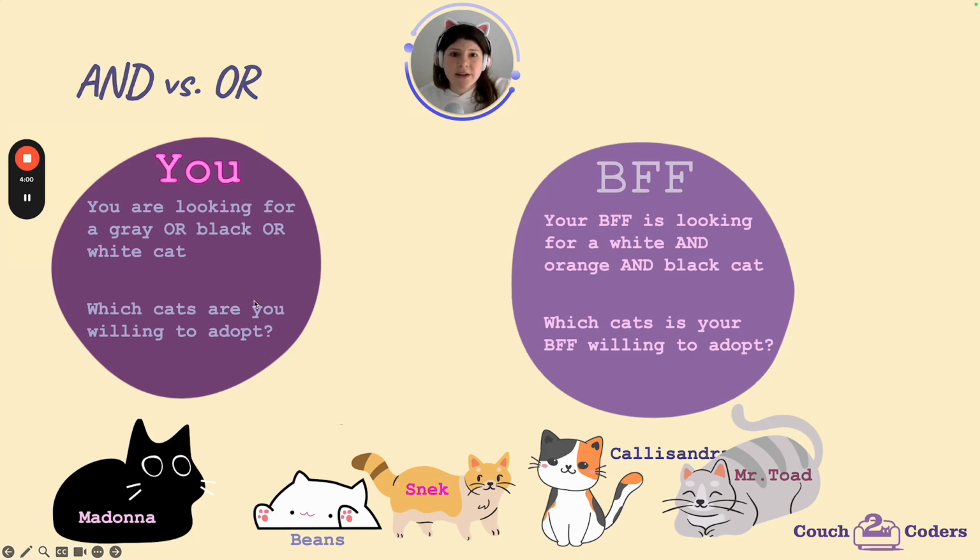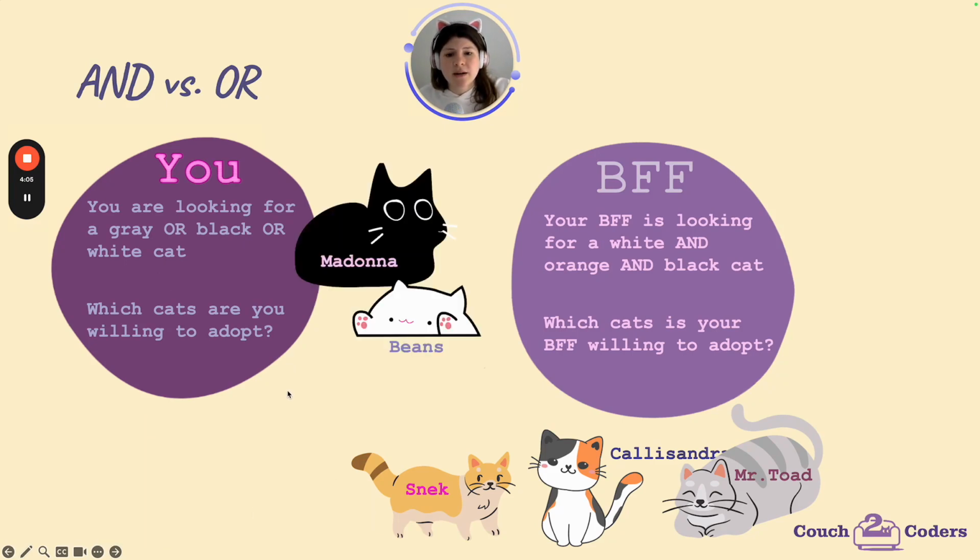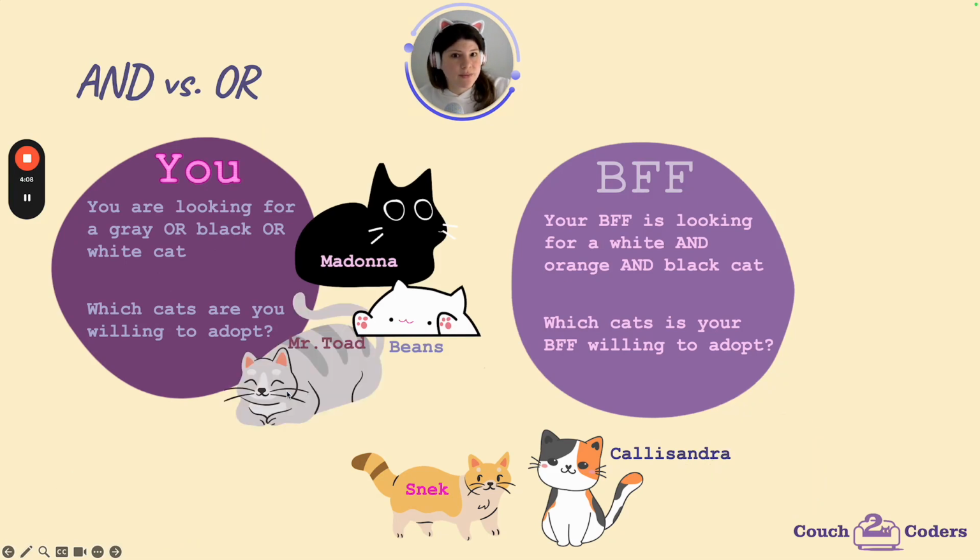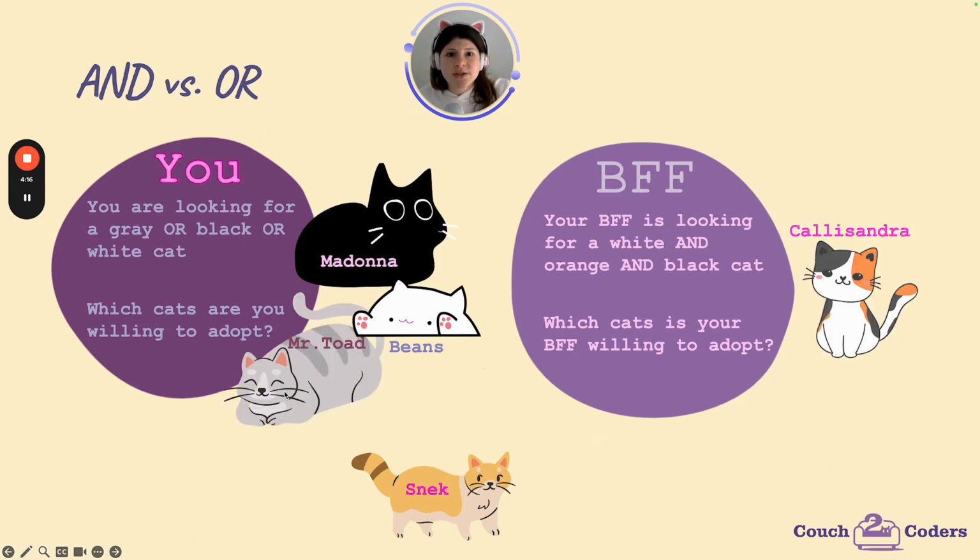So based on my criteria, the cats that would be eligible for adoption for me would be either Madonna or Beans or Mr. Toad. In comparison, my friend is only willing to adopt Little Miss Calasandra. So you can see by using or, you have more options versus and, it really limits what you're returning. So when we're thinking about this with data, if you're using or, you're going to be returning a lot of rows because you only have to meet one criteria. You only have to be a black or white or gray cat. In comparison, your best friend who's using and is being very, very specific about what you want. It needs to be all three of these things. And if it doesn't meet all three, then it doesn't get to go.